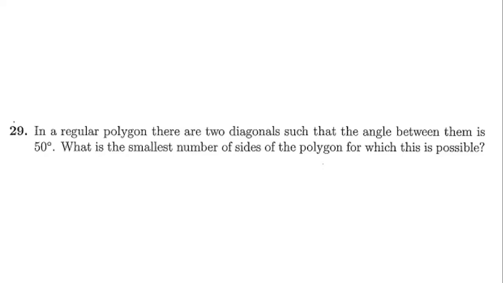Question 29. In a regular polygon, there are 2 diagonals such that the angle between them is 50 degrees. What is the smallest number of sides of the polygon for which this is possible?